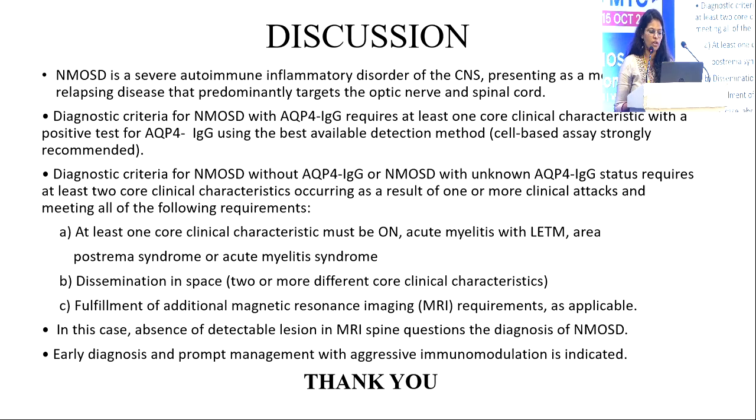Diagnostic criteria for NMOSD without aquaporin 4 IgG or with unknown aquaporin 4 IgG status requires at least two core clinical characteristics occurring as a result of one or more clinical attacks. It means at least one core clinical characteristic must be optic neuritis, acute myelitis with LETM, area postrema syndrome, or acute brainstem syndrome. Dissemination in space, fulfillment of additional MRI requirements.